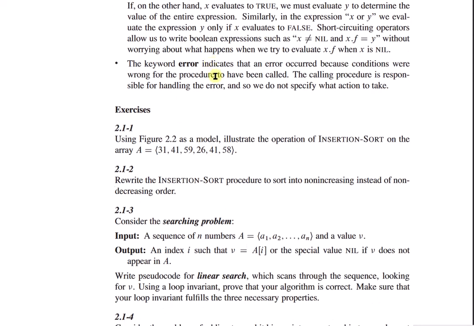The keyword error indicates that an error occurred because conditions were wrong for the procedure to have been called. The calling procedure is responsible for handling the error, and so we do not specify what action to take.